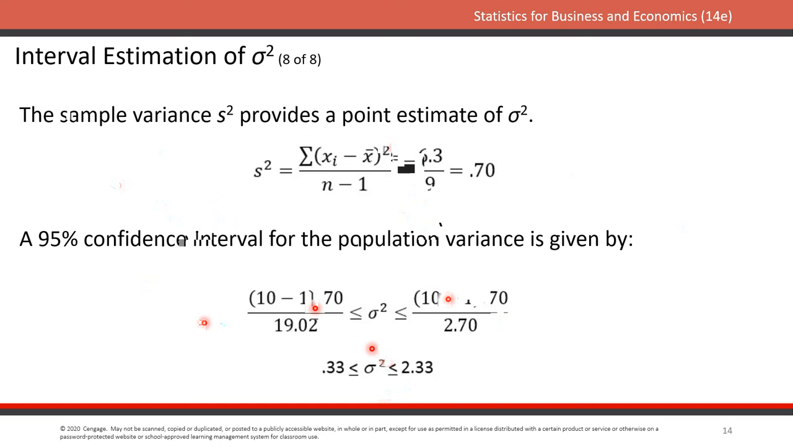It was just the plus and minus version. That's no longer true in this case. In this case, you have to go and find both of these chi-square values on their own.